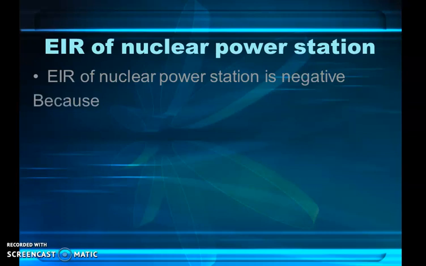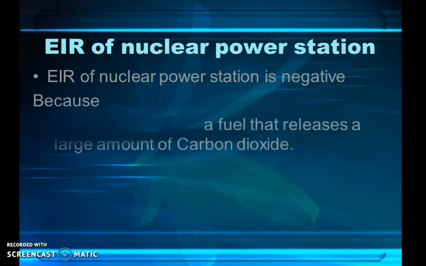So whenever we have a negative EIR, the main reason is the emission of carbon dioxide, and uranium, when it is used as a fuel, releases a large amount of carbon dioxide. So we can say on that basis the EIR of the nuclear power station is negative.